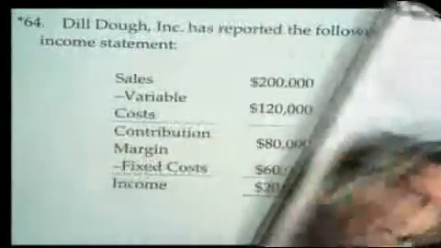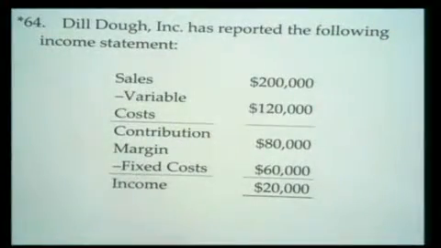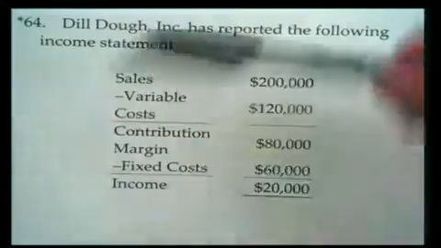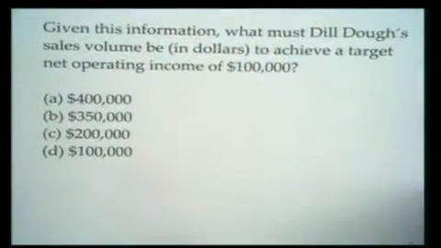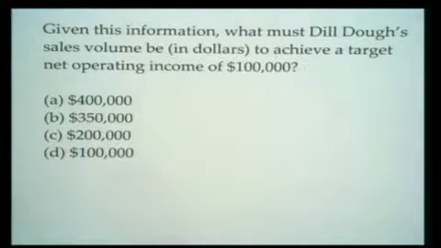So we've already done a couple different varieties of these questions. Now let's make it a little bit tougher by taking away an extra variable. It says here, Dill Dough Incorporated has reported the following income statement. We have sales, variable costs, contribution margin, fixed costs, and of course the corresponding income. Given this information, what must be Dill's sales volume in dollars to achieve a target net operating income of $100,000?